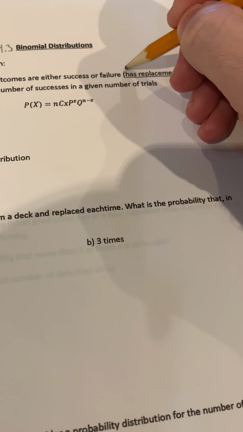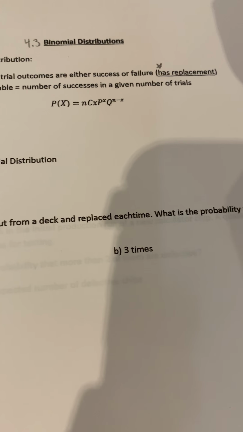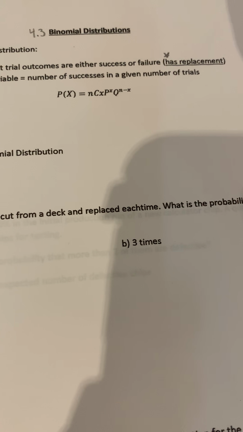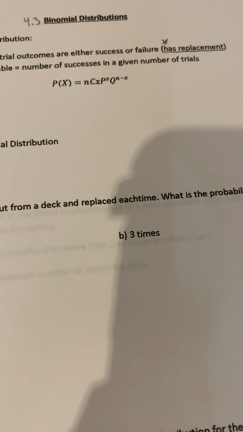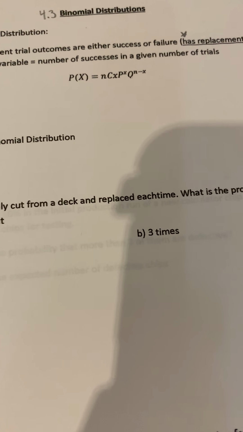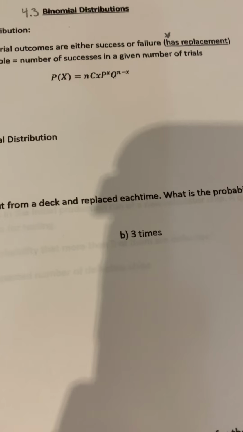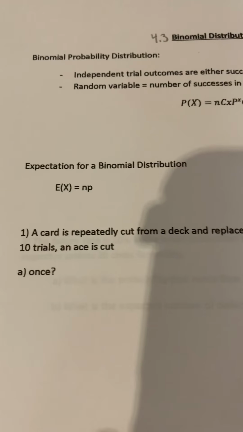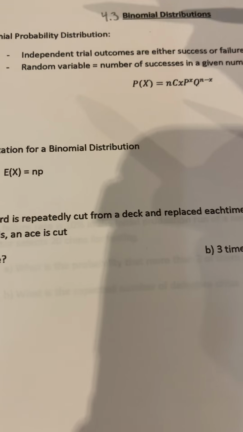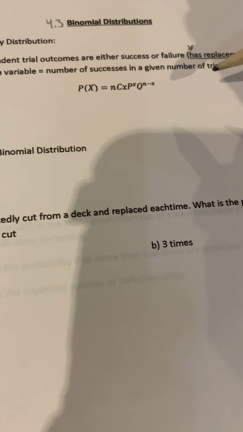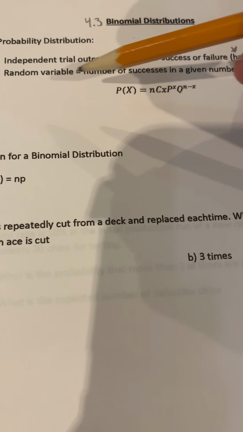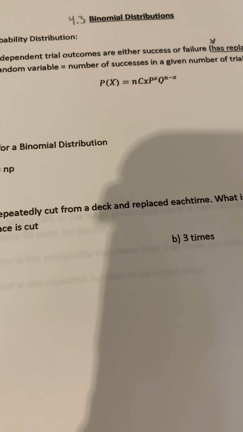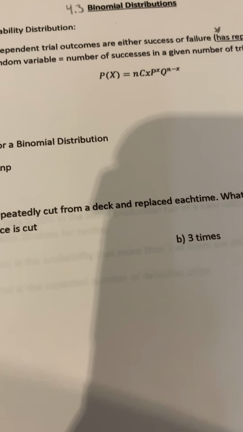Some key things here. Binomial has replacement. If you had a deck of cards and we were cutting a card out of the deck, we would record the result and then replace it. Or you take something out of a bag, you look at it, record the result, and then you put it back into the bag. That would be considered replacement. The random variable equals the number of successes in a given number of trials. When we get to the examples, I'll explain exactly what is considered the success and what is considered the failure.